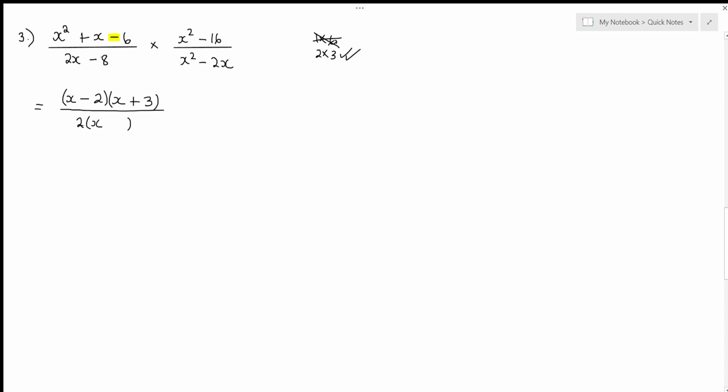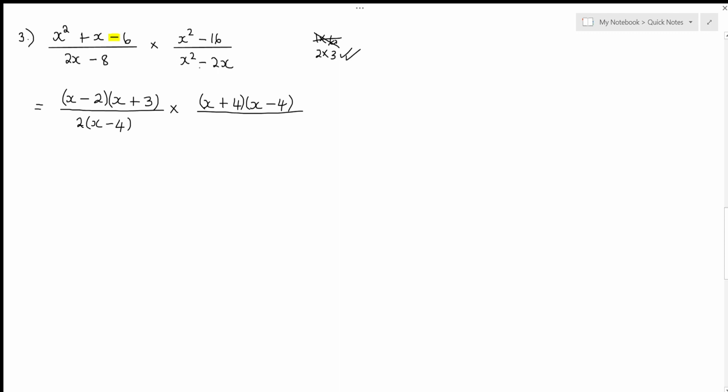2 times what would give me 8, and it is minus 4. Times, here I have x squared minus 16. And because I can find the square root of x squared and I can find the square root of 16, I'm going to go, this is difference of 2 squares. So here we're going to have x and x. The square root of 16 is 4, 4 and 4, and we'll have a plus and a minus.